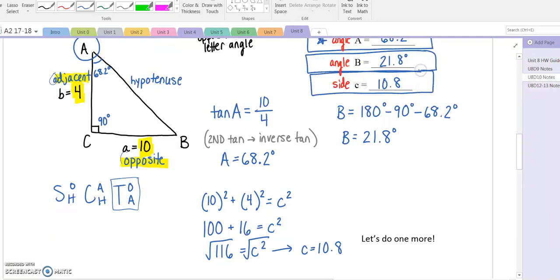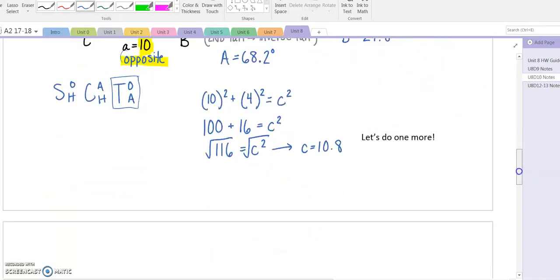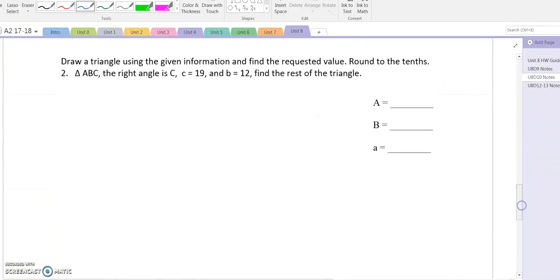And then I'm done. I have all three pieces. Alright, so it is a few steps, but that's because you're actually solving for 3 things and not just one. So it does take some steps. Alright, let's try one more.